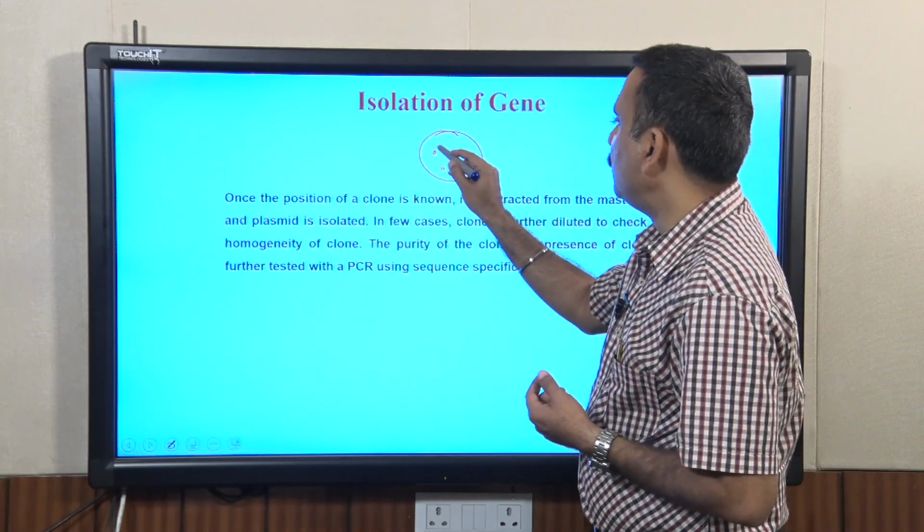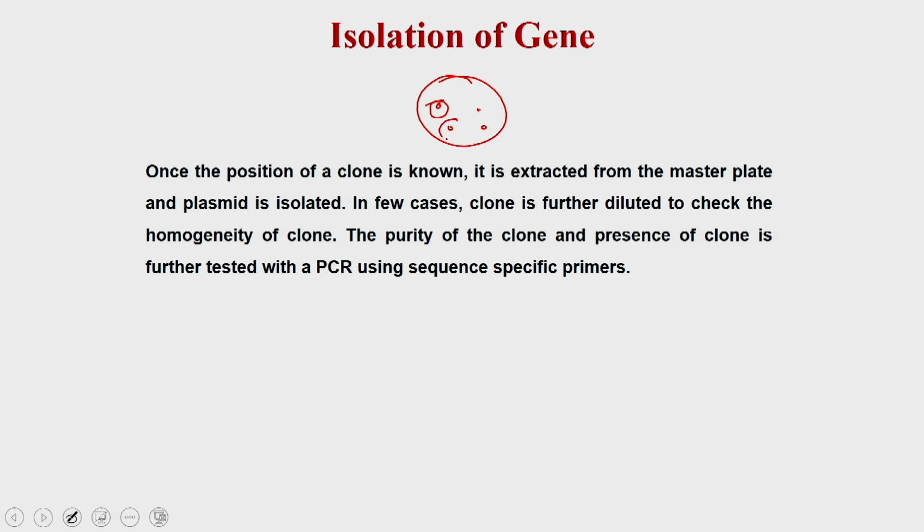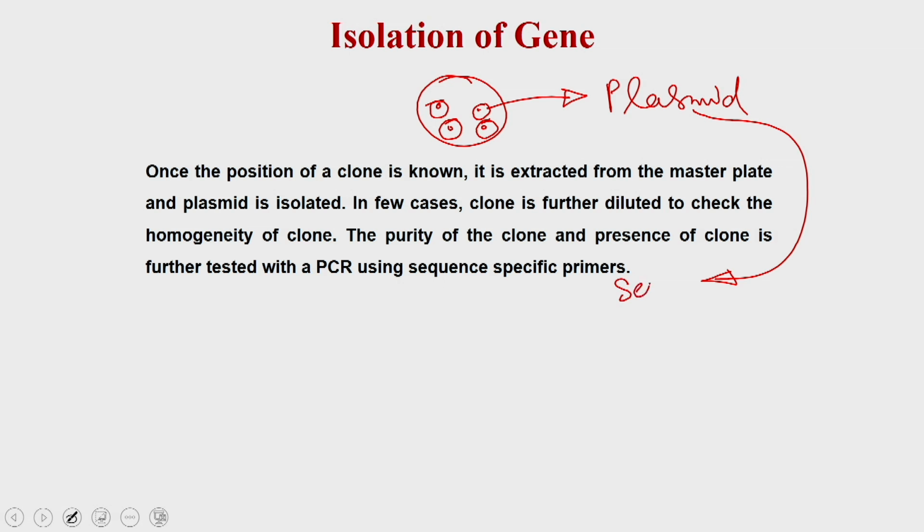Now, what you are going to do is go to the master plate and extract this particular clone and extract the plasmids. Now, you take out the plasmid and do sequencing. Once you do the sequencing, you will know what genomic sequence this plasmid contains. So, it could be a possibility that suppose this is clone 1, this is clone 2, this is 3 and this is 4.